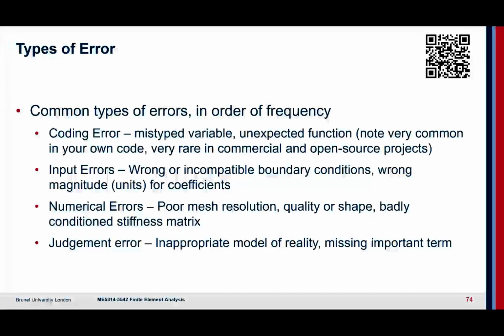The next one is input errors. So these are basically wrong or incompatible boundary conditions. Maybe you've put in the units and they're actually the wrong magnitude, so you've scaled something incorrectly. Very easy to do, again, in commercial solvers. Maybe you've converted something wrong. Then you've got numerical errors, things like poor mesh resolution, poor mesh shapes, or a badly conditioned stiffness matrix. And I'll talk a bit about that later. And then the last one is, you've got the wrong model of reality. And this is why starting simple is best. Start with a too simple model that gives you something and then build up the complexity. If you make a really complex model, maybe you've included all the physics, but maybe you've got too much. You end up having effects that aren't really there.